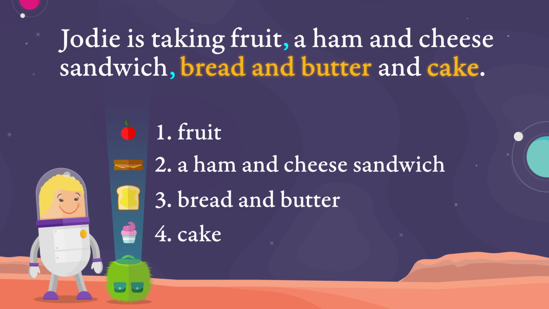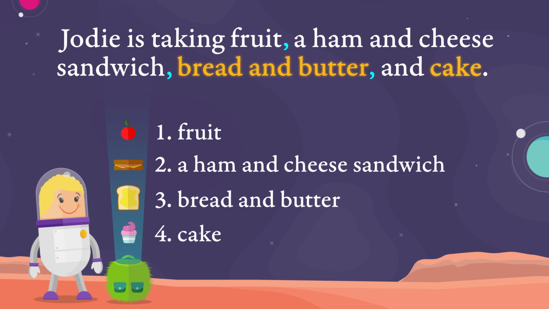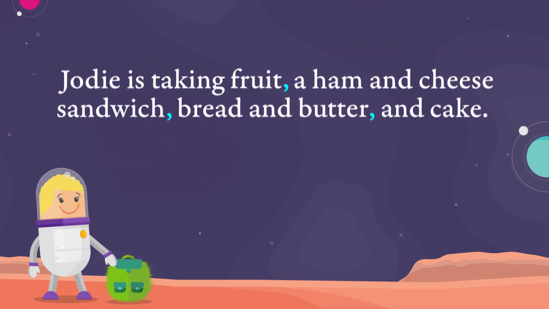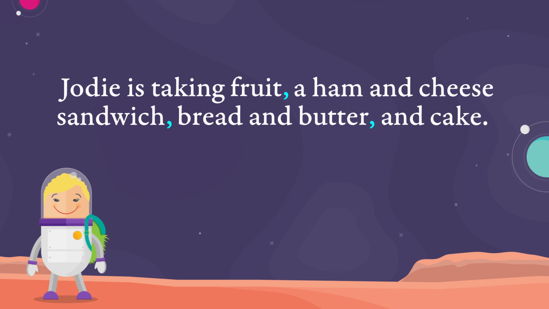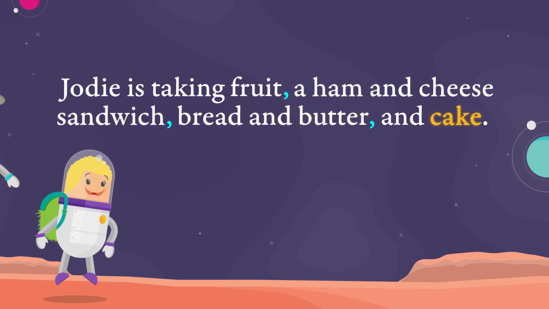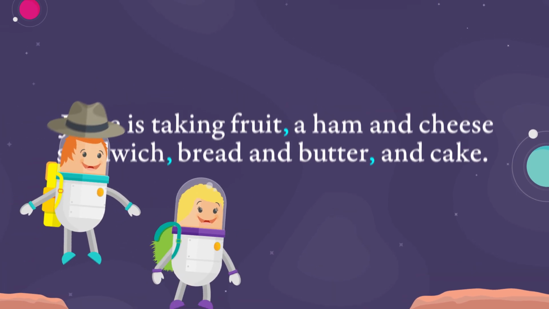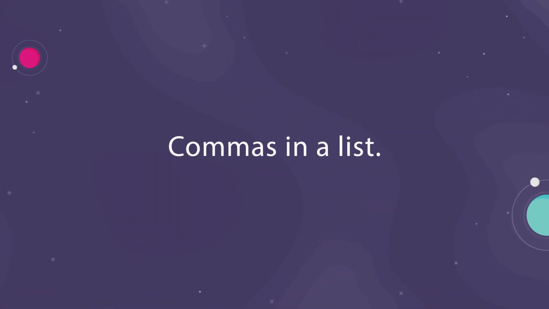So, in this sentence, to avoid confusion, we add another comma here. We can see that bread and butter is a single item followed by cake. Our sentence now clearly lists Jodie's 4 items. Jodie is taking fruit, a ham and cheese sandwich, bread and butter, and cake. And that's how we use commas in a list.